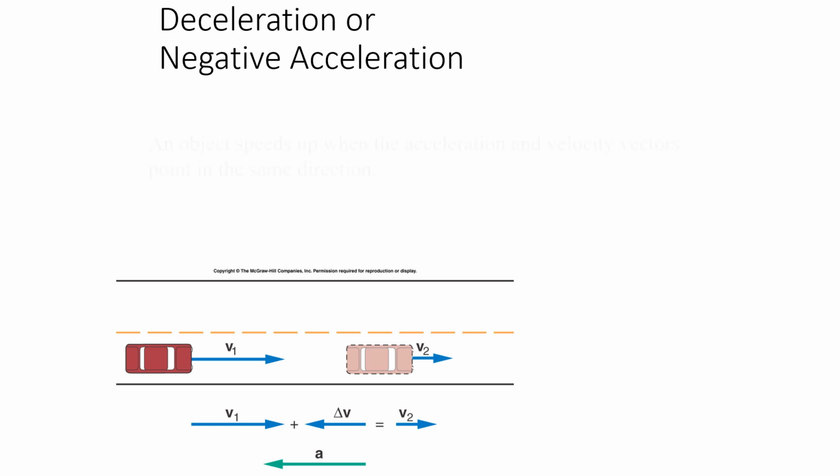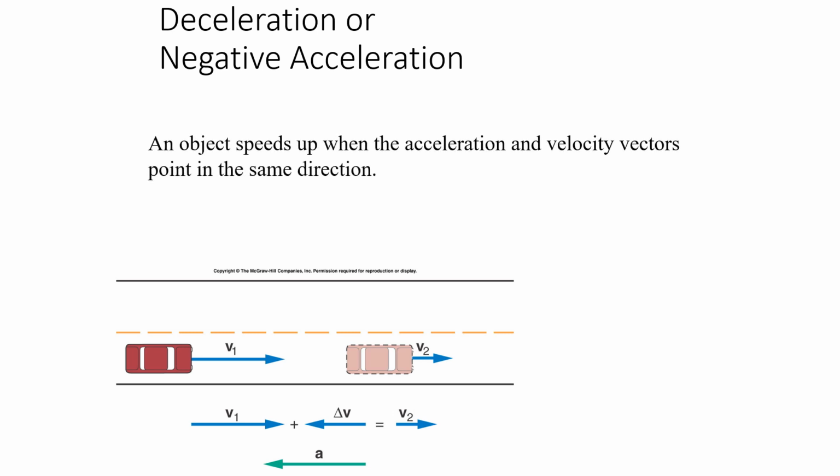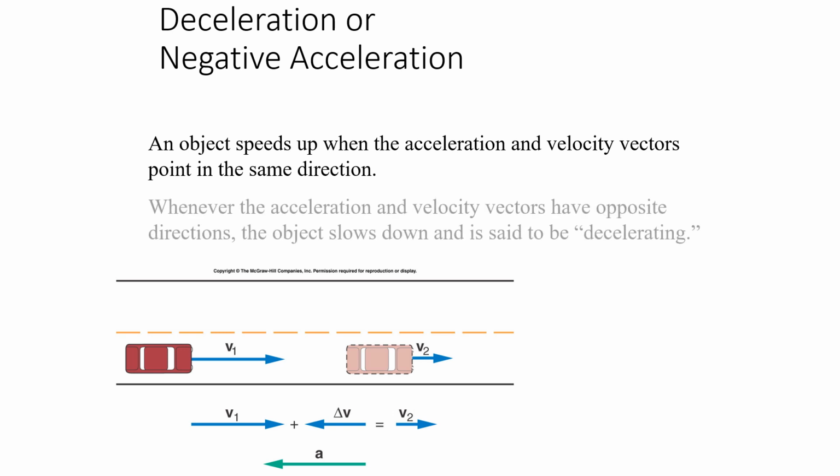Deceleration or a negative acceleration. An object speeds up when acceleration and velocity vectors point in the same direction. So whenever acceleration and velocity vectors have opposite directions, the object slows down and it's said to be decelerating. Okay, take note, when an object is decelerating, negative po siya.